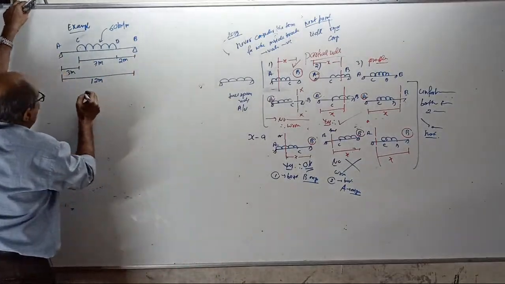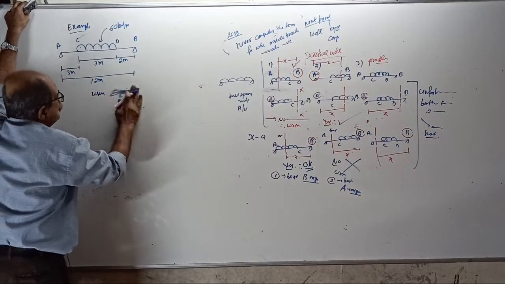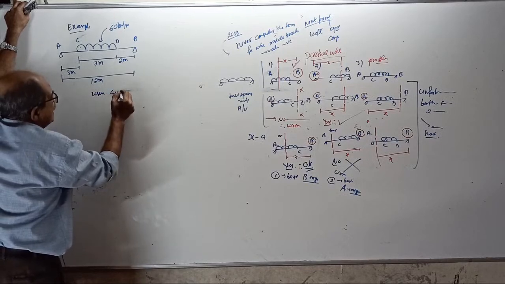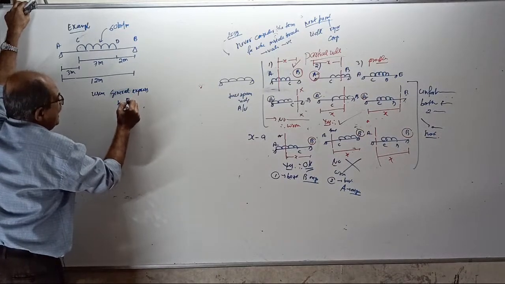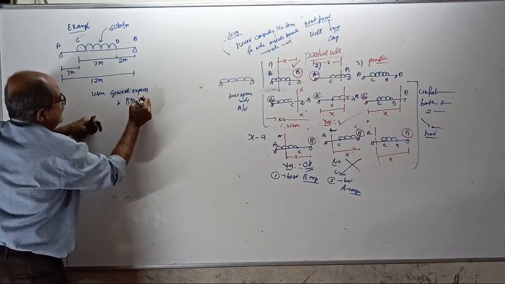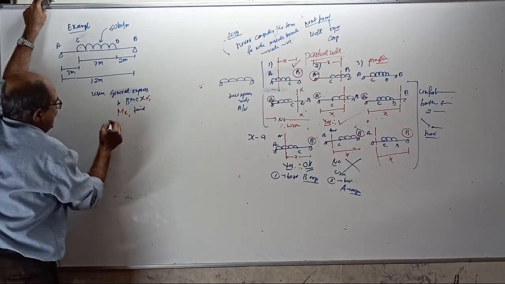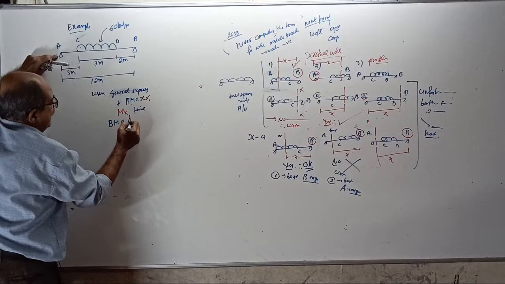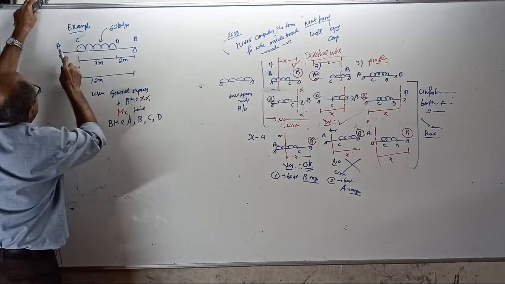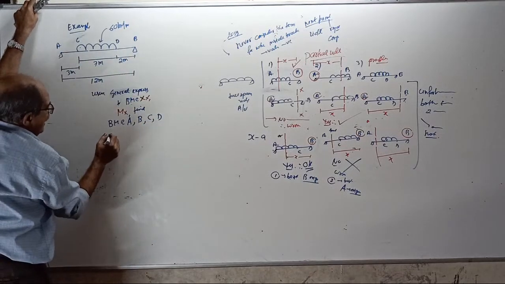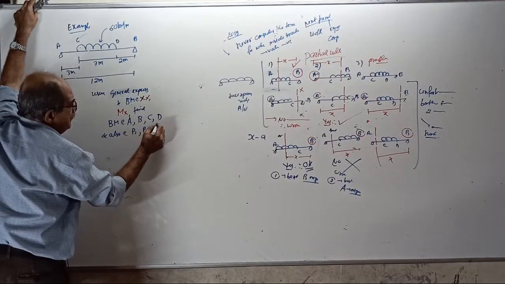Now, using the general expression for bending moment at XX, that is called Mx, find the bending moment at A, B, C, D, and also at 3 points P1, P2 and P3.